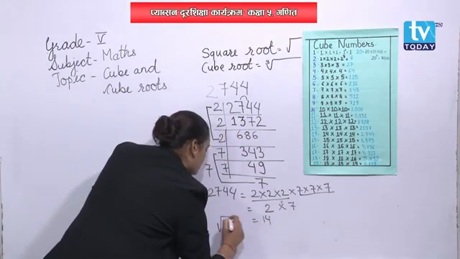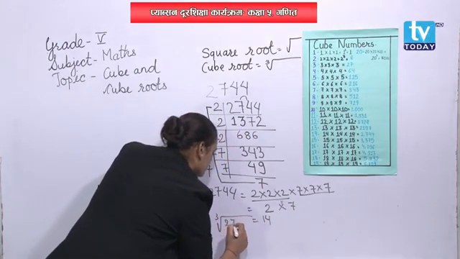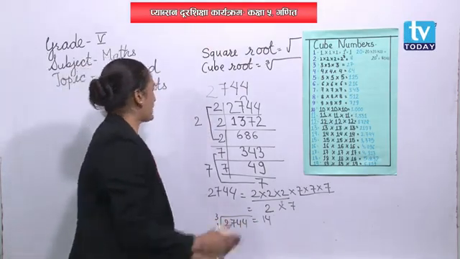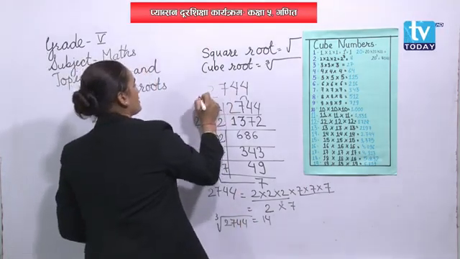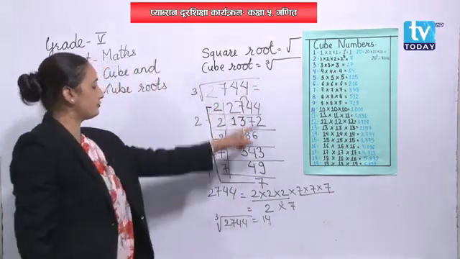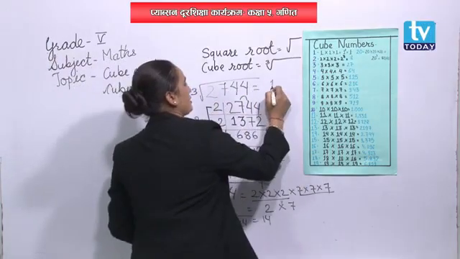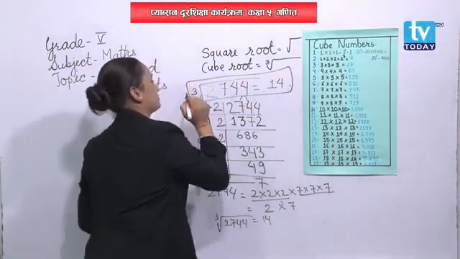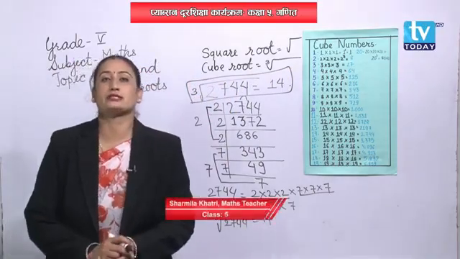The cube root of, or we can write the answer over here also, okay. So the cube root of 2744 is 2 times 7, which is 14. Are you getting my process?